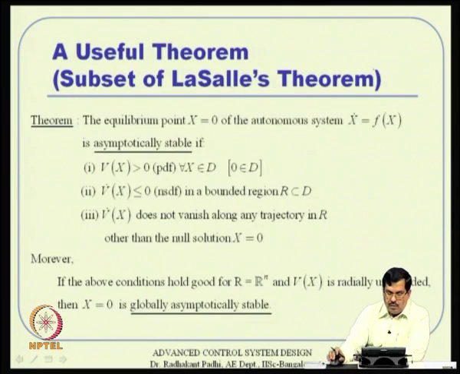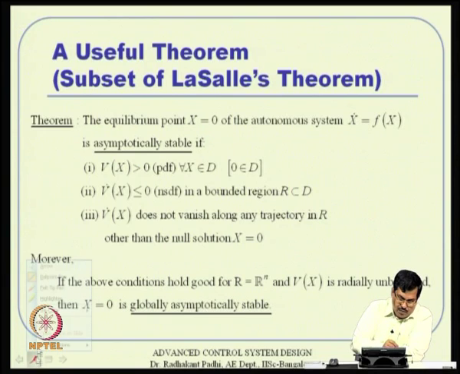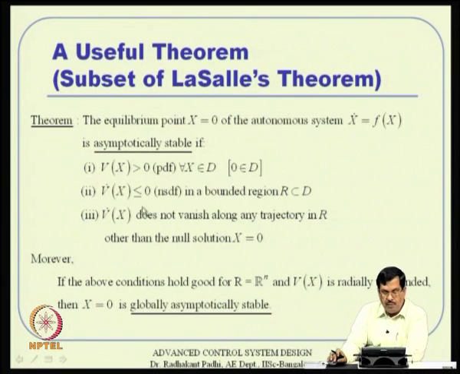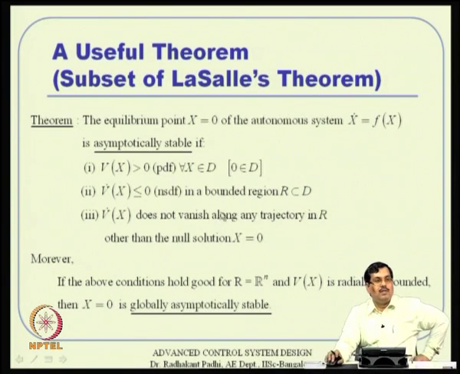Okay. So, this is actually a very useful theorem. It is like a subset of what we will study as LaSalle's theorem. This theorem tells us that V of x is positive definite, a regular condition like that, but V dot of x is negative semi definite. That is where the utility comes in actually.